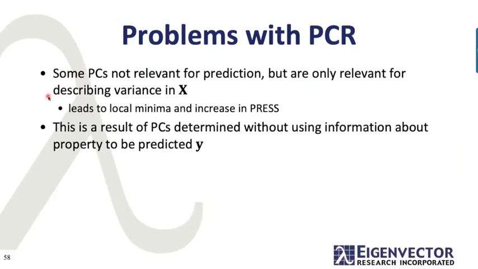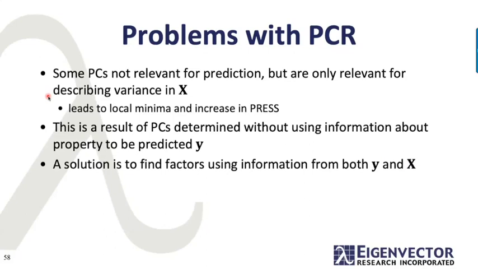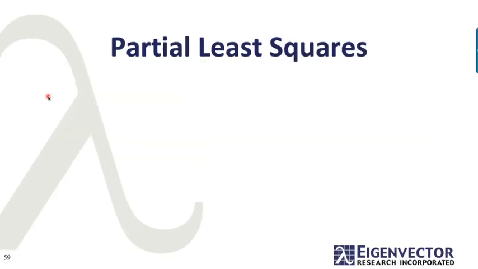And it's a result of the fact that we get our principal components without using any information about our property we're trying to predict, and in this case, our glucose concentration. So the PCs are just describing variation in the spectra. They don't actually know anything about what's going on in the property to be predicted because they're determined without using that information. So a solution is to find factors that use information from both y and x, and it's probably no surprise that that's partial least squares regression.